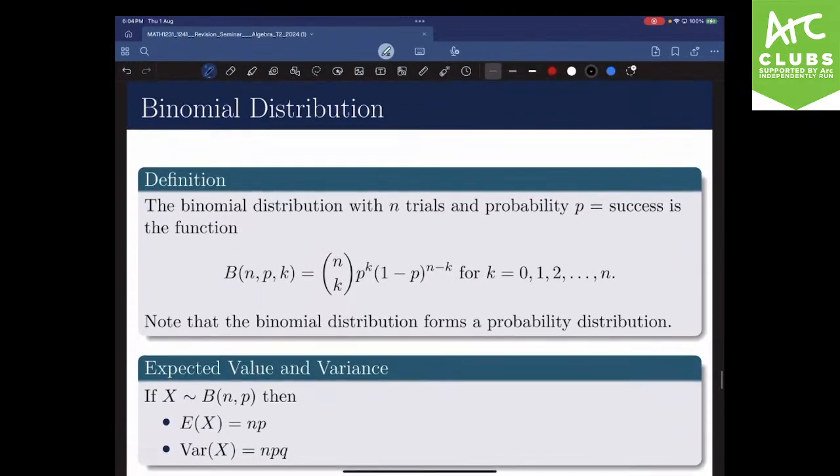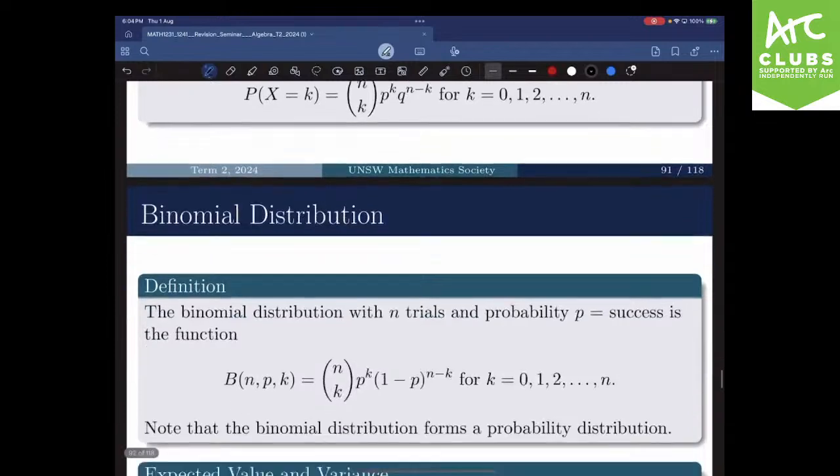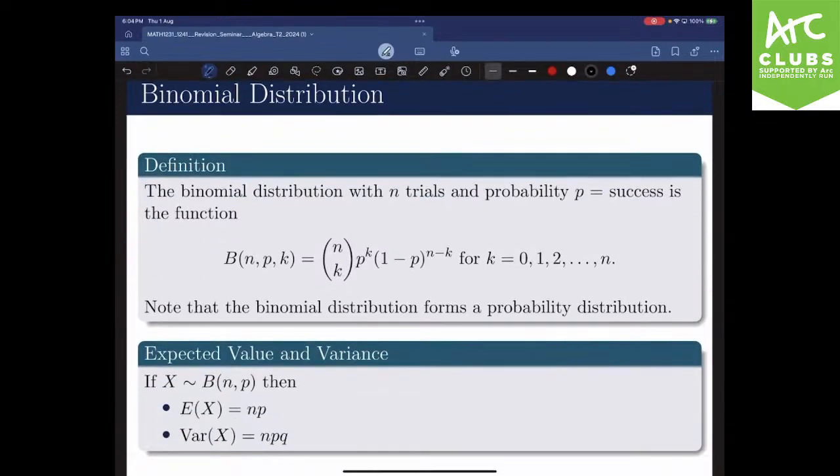Okay, and next we have binomial distributions, which is quite related to the Bernoulli stuff we had before. The binomial distribution with n trials and probability p of success is this function b(n, p, k), b standing for binomial, equal to nCk, p to the k, times 1 minus p to the n minus k, for k equal to 0, 1, 2, all the way to n. If we sub in a value for k, it gives the probability of that many successes: k equal to 0 gives the probability of 0 successes, k equal to 1, 1 success, k equal to 2, 2 successes, and so on.